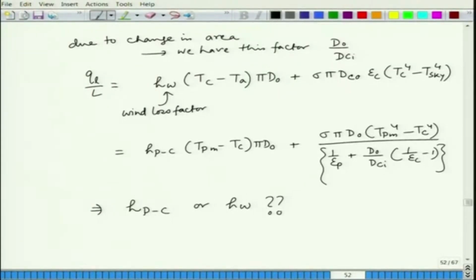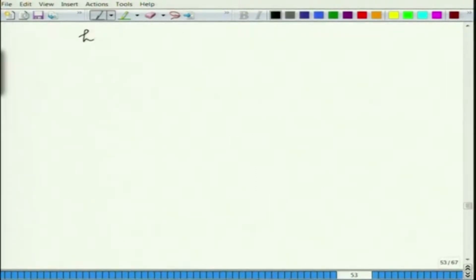Other than that, if you look at these equations, there is nothing unknown. Of course, the temperatures are unknown, which you are basically trying to find out, but other than that everything is material property and the geometry, such as the diameters and then material properties of emissivity and all. So, there is nothing unknown but the heat transfer coefficient between the tube and the cover, and then from the cover to the ambient, which is through the wind heat loss factor. So, let us first try to get this heat transfer coefficient between the tube and the cover.